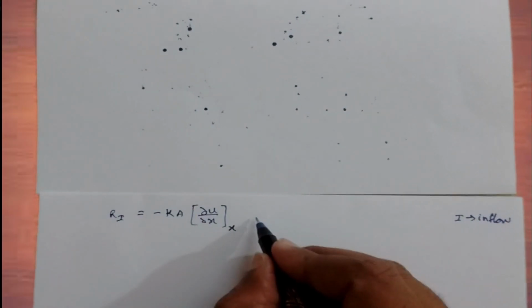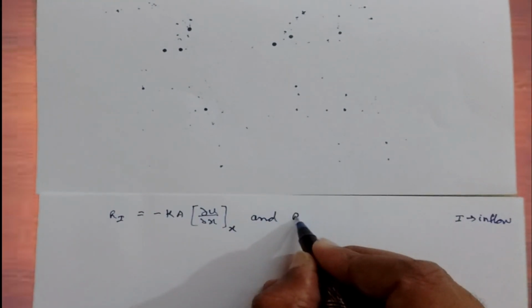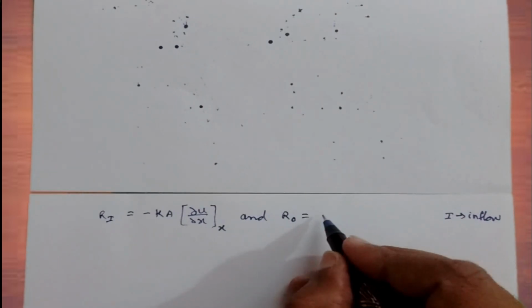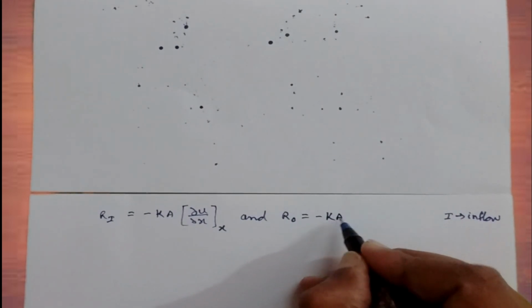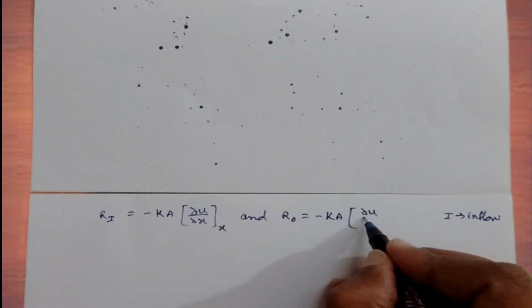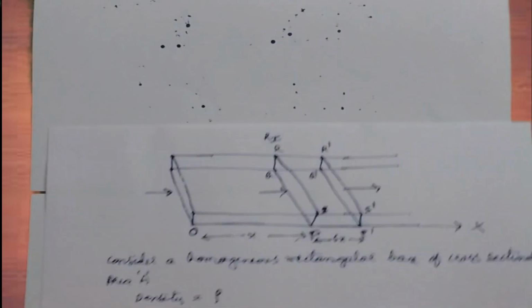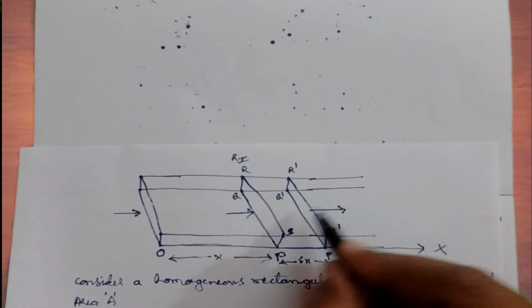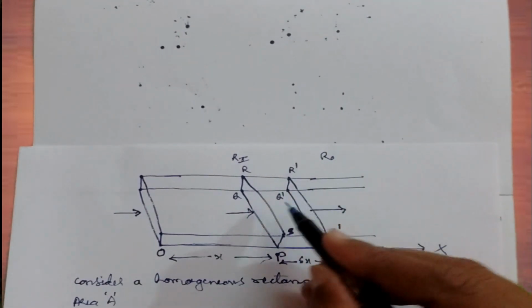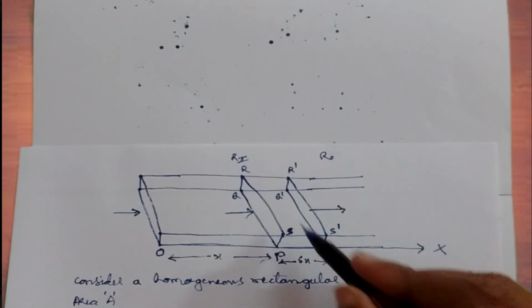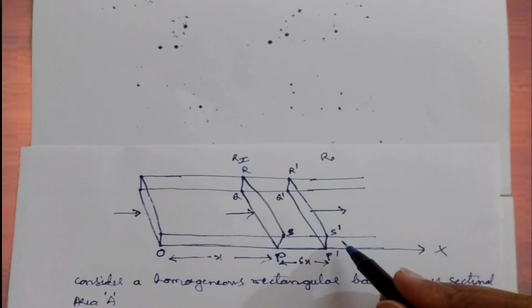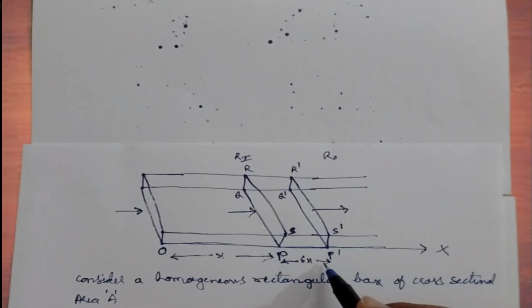Then similarly, what will be the rate of outflow? Ro, let me consider. Again it will be minus K A into dou U by dou X, and it is at what distance? That is at the cross section P dash, Q dash, R dash and S dash. Therefore it is at what distance?